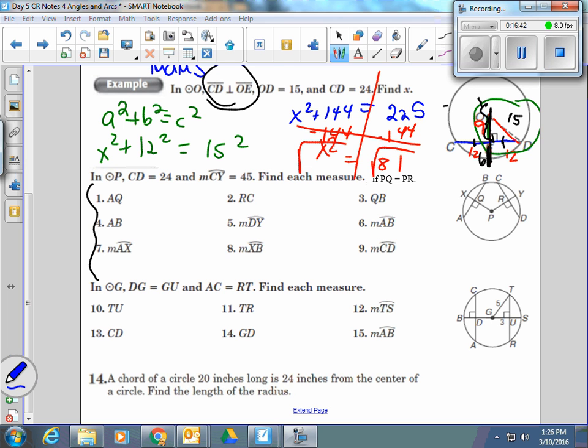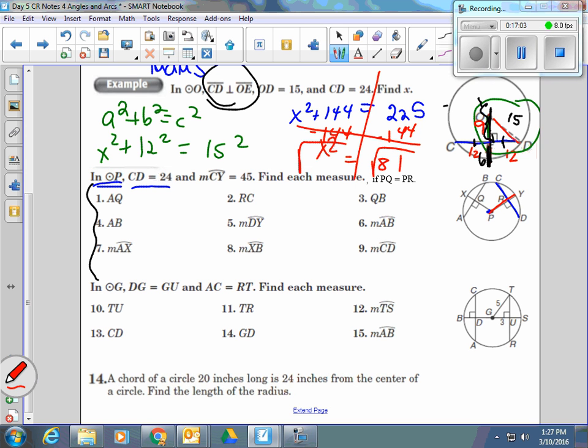First off, it says circle P, so that tells me that P is the center of my circle. It then tells me that CD is 24. What is CD? A chord. Very good. And it says it's 24. But somebody please tell me what's this line right here.